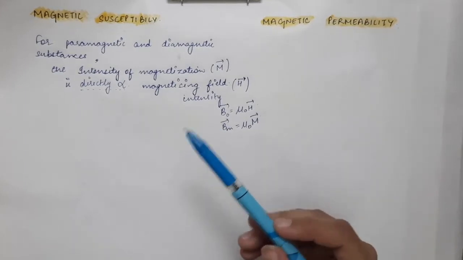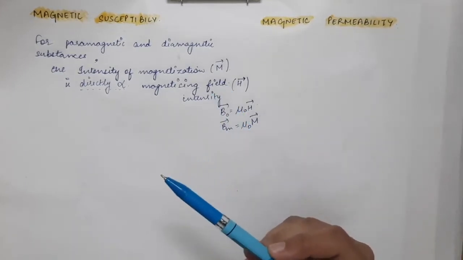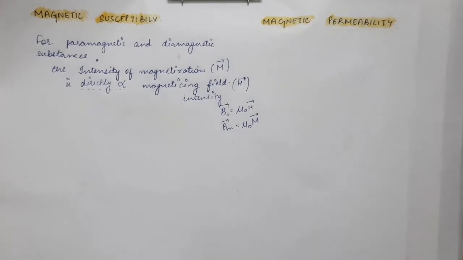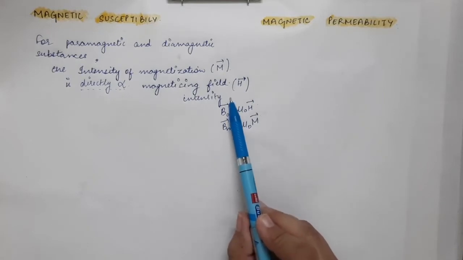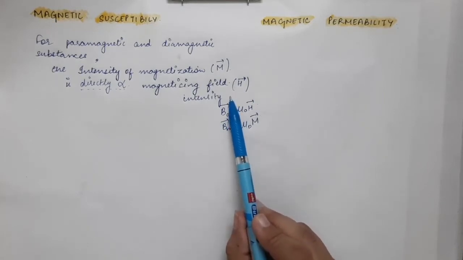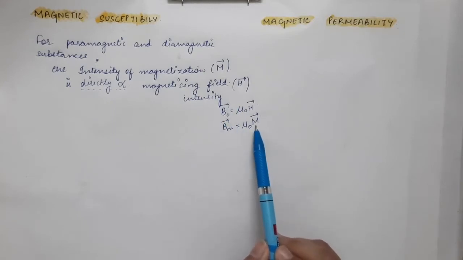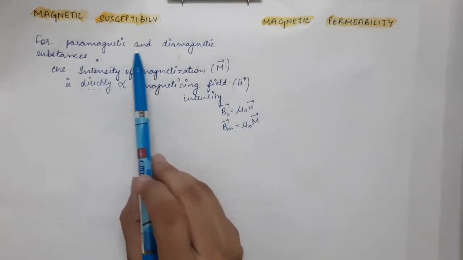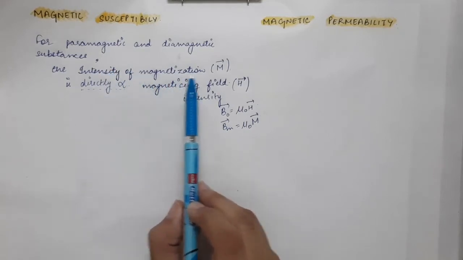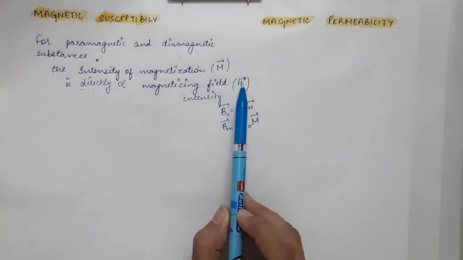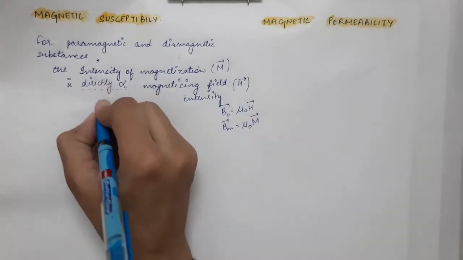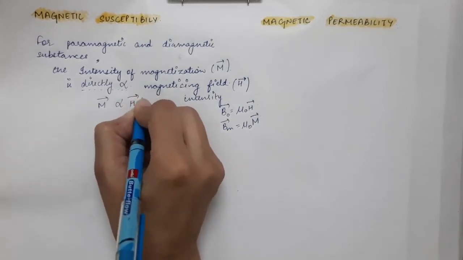Now we know that if there is an external magnetic field, there is magnetization inside the material. More is the magnetic field, more will be the magnetization produced inside the sample. So if H vector increases, B naught vector increases, and if the external magnetic field is more, then the magnetization will be more. So for paramagnetic and diamagnetic substances, the intensity of magnetization is directly proportional to the magnetizing field intensity H vector. So M vector is directly proportional to H vector.